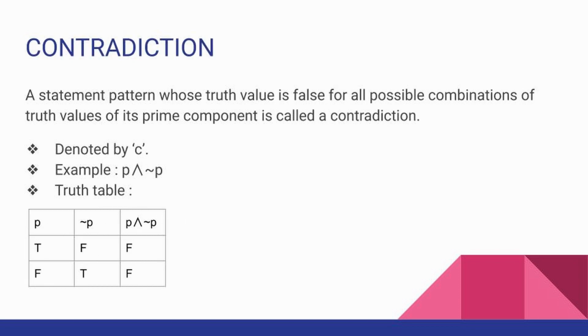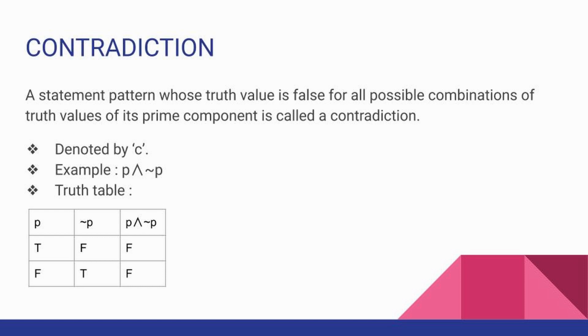Now let us see what is contradiction. A statement pattern whose truth value is false for all possible combinations of truth values of its prime components is called a contradiction. Contradiction is just the opposite of tautology. In tautology, we get the third column as true, but in the contradiction, we get it as false. Contradiction is denoted by small c. We have an example P and negation P.